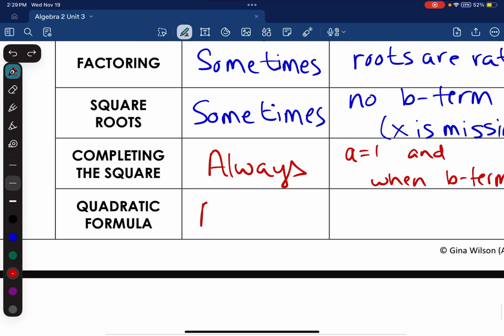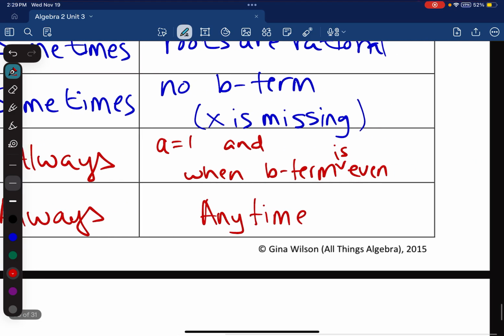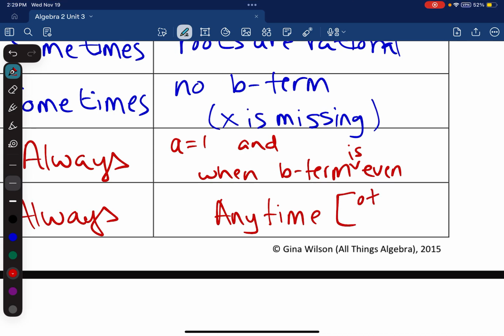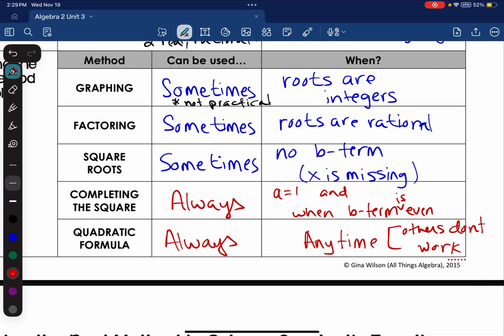Finally, quadratic formula is an always thing, and there isn't a preferred. You can use it anytime. You usually use it when others fail. Others don't work. So I go to try to factor, or I go to try to use the square root method or completing the square, and I got confused. I might switch gears and try the quadratic formula.